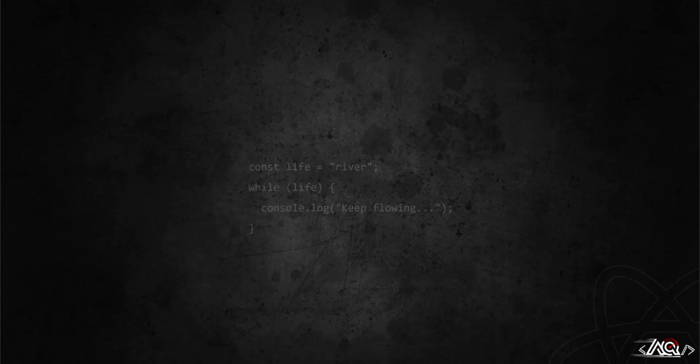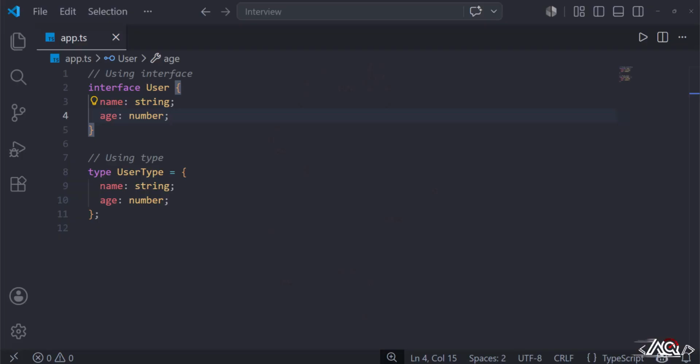Let's start with what they have in common. Both type and interface can be used to define the shape of an object. In this case, they work almost the same way. We can use either one to describe an object, but if they are so similar, why do we have both? Let's look at the key differences.